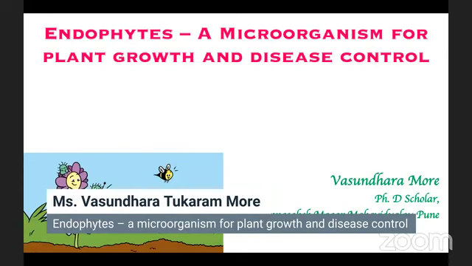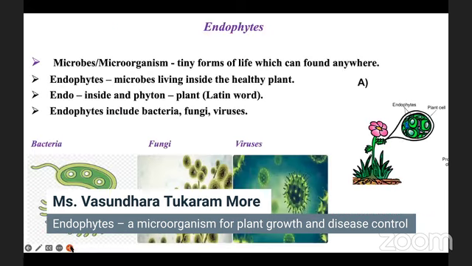how they can help with our routine agricultural practices. So we will move forward. First, we will say what is meant by endophytes.